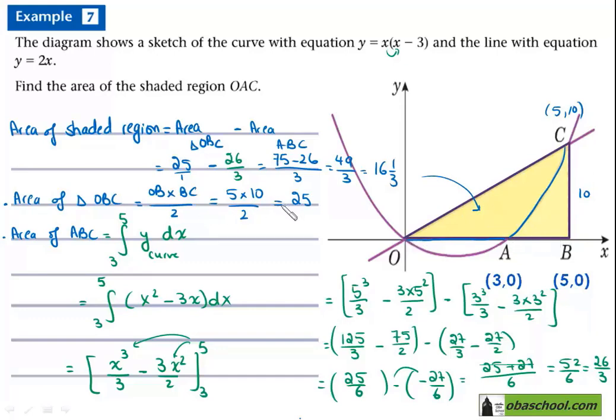Then we calculated the green shaded area, which is ABC, where the boundaries are from 3 to 5. And we subtracted them from each other in order to get the area of region OAC. Here we can't say y1 minus y2 because we have 3 curves and not 2. The straight line, the x-axis, and the curve. That is why we had to use logical thinking.